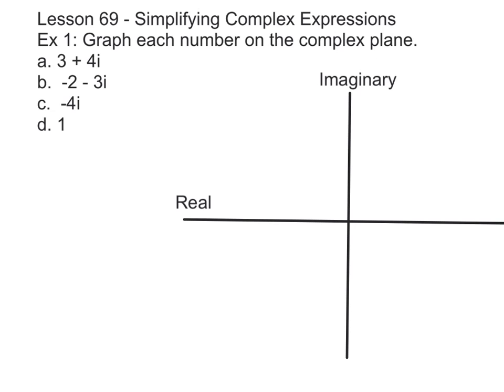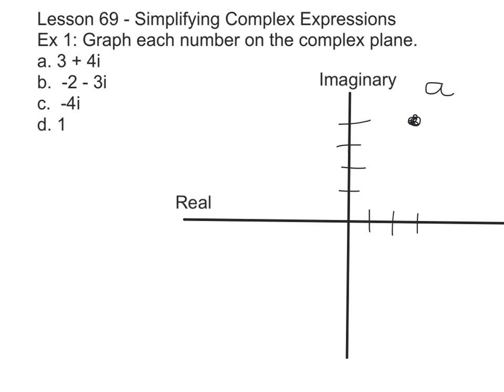We have the complex number 3 plus 4i. 3 is our real, 4 is our imaginary. The first part is 3, so that's our real, that's our x-axis. We're going to march 3 units to the right, and then we're going to march 4 units up because it's positive. This is an example of graphing in the complex plane. That's point A right there.